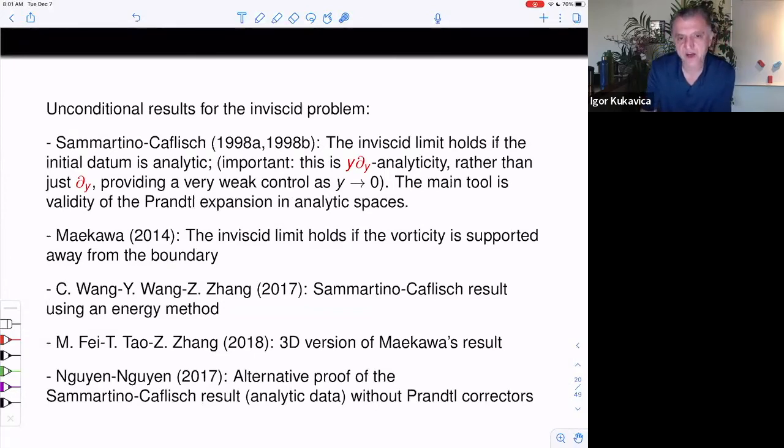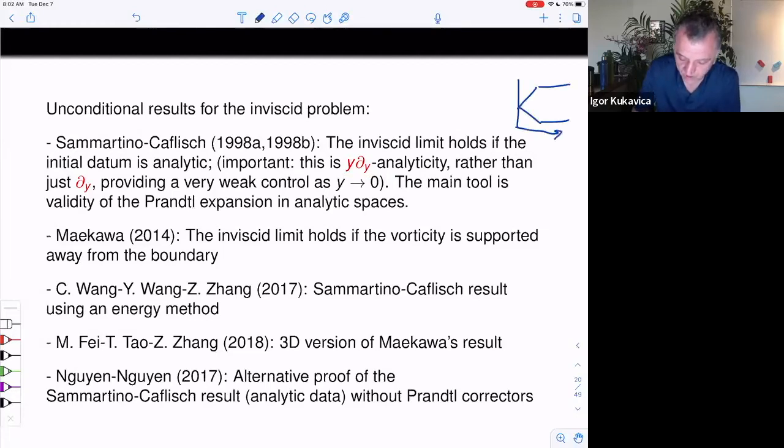So I'll go through these. What is available in terms of unconditional results? Suppose we know something about U0. Can we conclude the inviscid limit holds? Some additional information on U0, not on the solution itself. The initial result is by Sammartino and Caflisch, who proved that the inviscid limit holds if the initial data is analytic. And in their proof, the analyticity is in y, an analyticity in an angle.